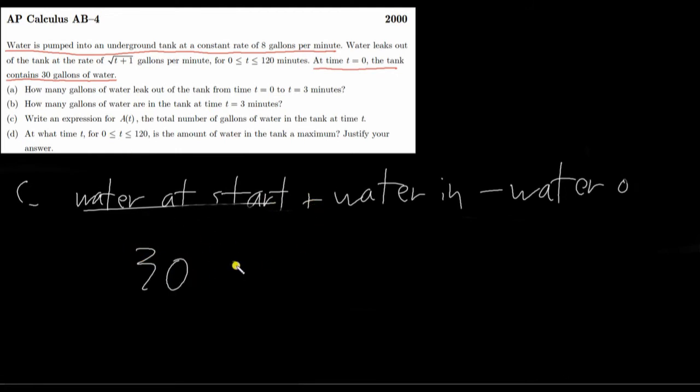That's always going to be 30 plus, and then the water in is 8 gallons per minute. So for t minutes, there's going to be 8t gallons of water in the tank. And then for water out, remember we did the integral before, and we went from 0 to 3 because it was from 0 minutes to 3 minutes.